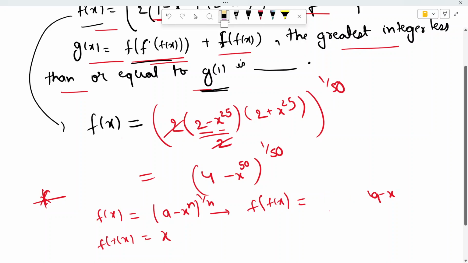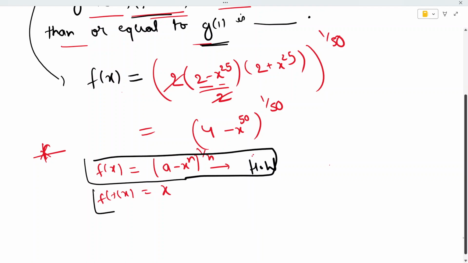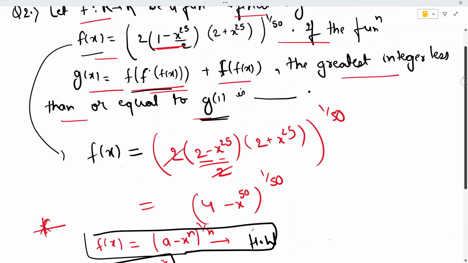f of fx जो होता है x होता है. You can evaluate easily. You can add as a homework. I'm not going to discuss. This is very simple. Just you have to put the value of fx and evaluate. Okay. So f of fx is equal to this. Now, if f of fx, then what? Then we get fx. So just use this result in here.